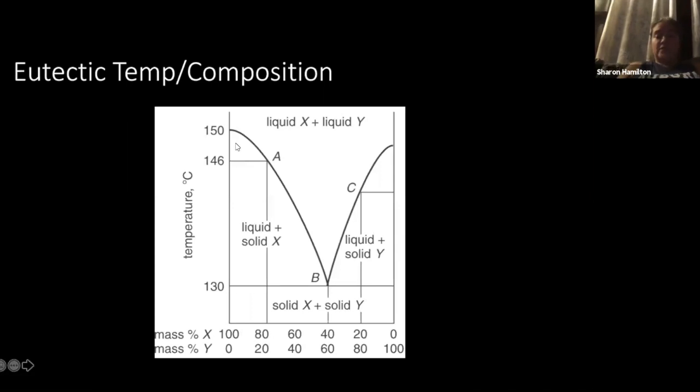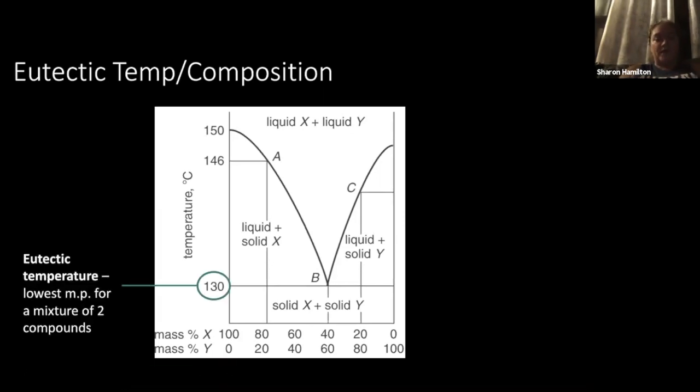Here's a better look at this illustration, and the thing to focus on for this slide is whenever you have a mixture of two compounds, there is something called a eutectic melting point and a eutectic composition. So for our example of solid X and solid Y, the eutectic melting point is the lowest melting point for a mixture of two compounds, and for these two, that is going to be 130 degrees C. Right here. And we know that that's the eutectic melting point because that's where effectively we have our lowest temperature recorded for a mixture of solid X and solid Y.